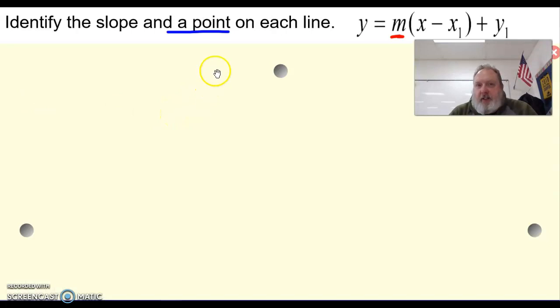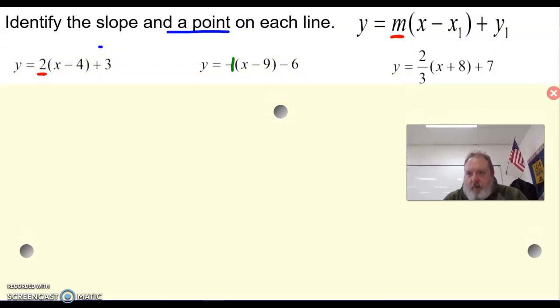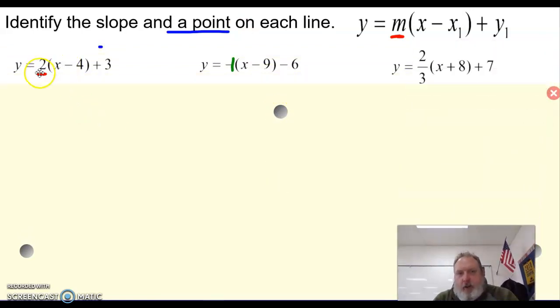Okay, on this page it says identify the slope and a point on each line. So from the equation, they're going to give us the equation this time. And from that given equation, we want to identify the slope and the point. So here you can see that we have 3 equations.